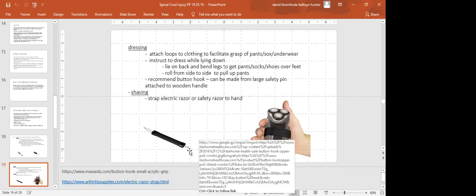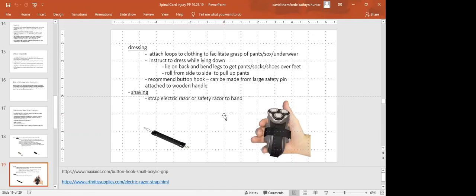And the last device here that we recommend is something called a button hook. Of course, if possible, we recommend that people wear clothing that doesn't have buttons. It's much easier to put on a shirt that opens down the front, or a shirt that doesn't open in the front, and they don't have any buttons to fasten.